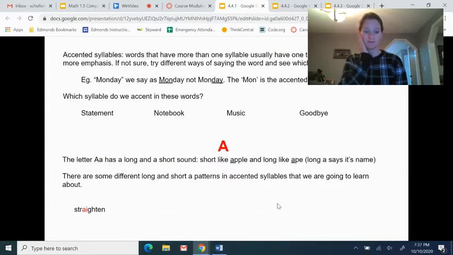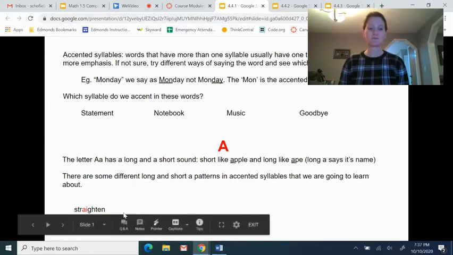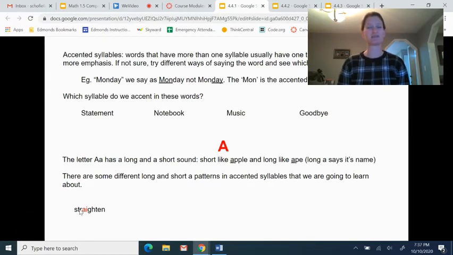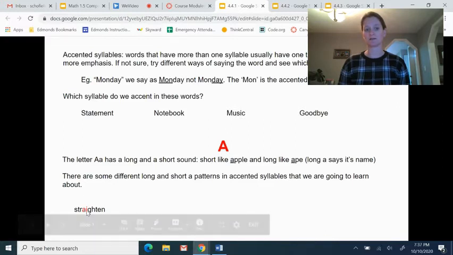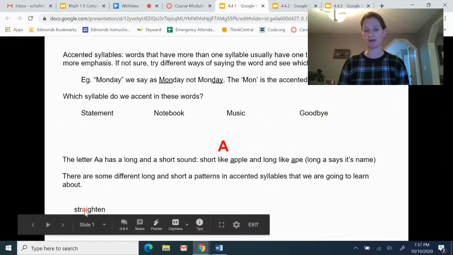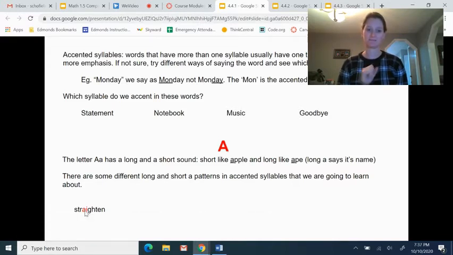So I want you to look at these five words with me. The first word is straighten. Now we can hear that when I say straighten, the accented syllable is this first one, straight. And it has the long A sound, when A says its name, with the AI. Okay, so there's a spelling pattern here with an AI that makes the long A sound, straighten.